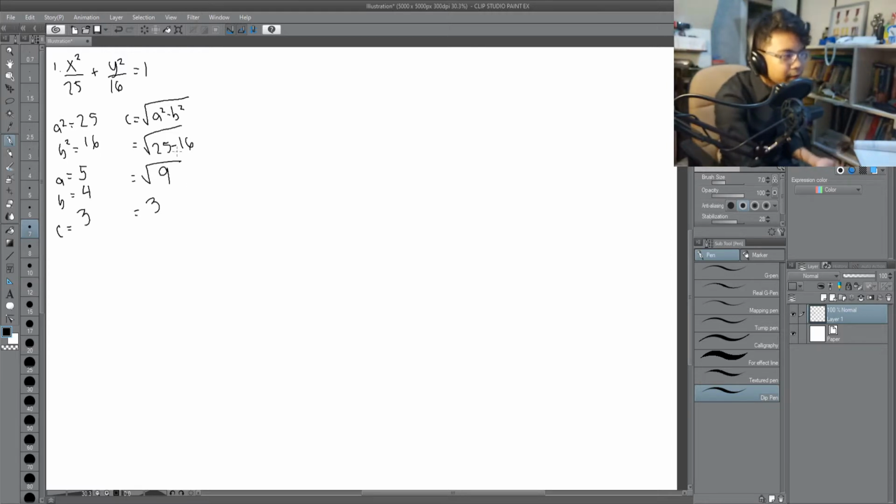So now we have a squared, b squared, and a, b, c. We can try to solve for the things needed to graph the ellipse. From this problem, we can already determine our center to be at 0, 0. Our vertices, though, we have to solve for.